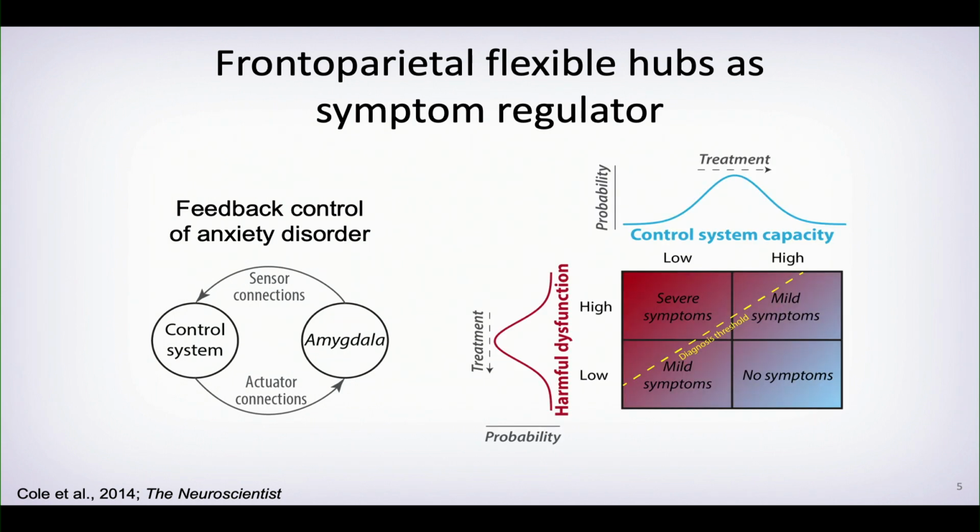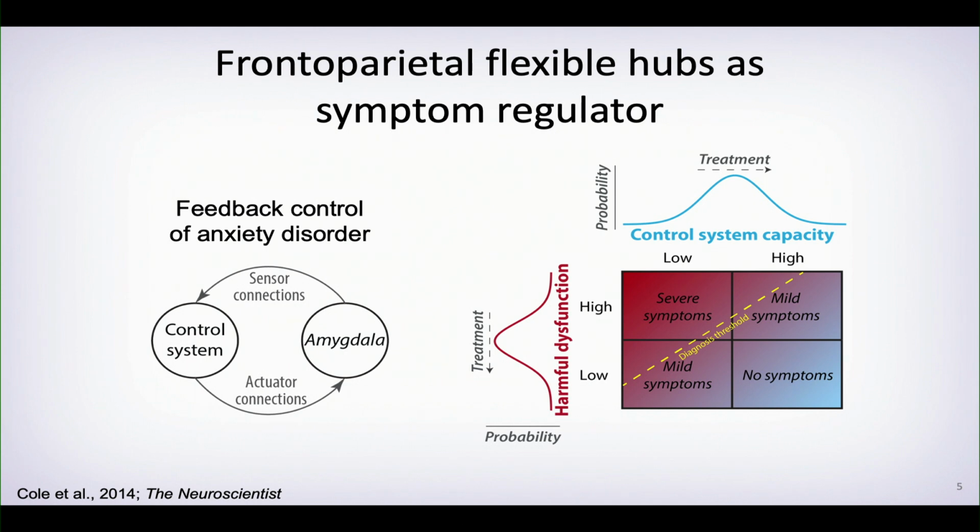And so if we step back and think really broadly about this, the idea is that for any given mental disorder or condition, there's a core harmful dysfunction that's really at the core of the issue, and that's specific to that disorder on one axis.